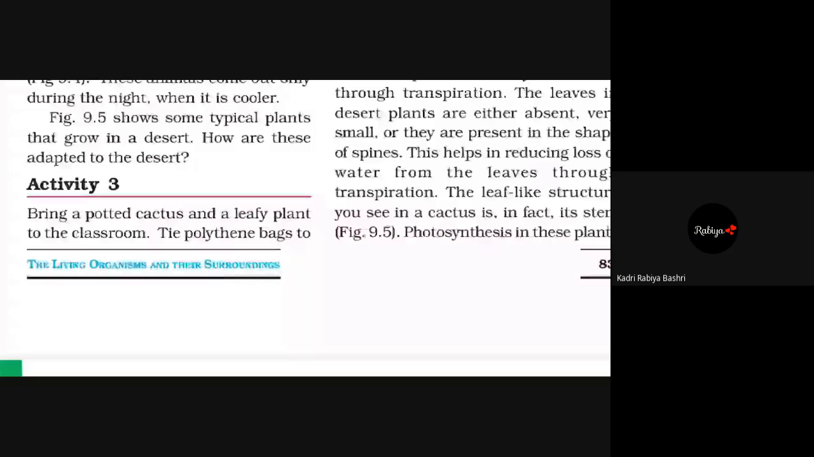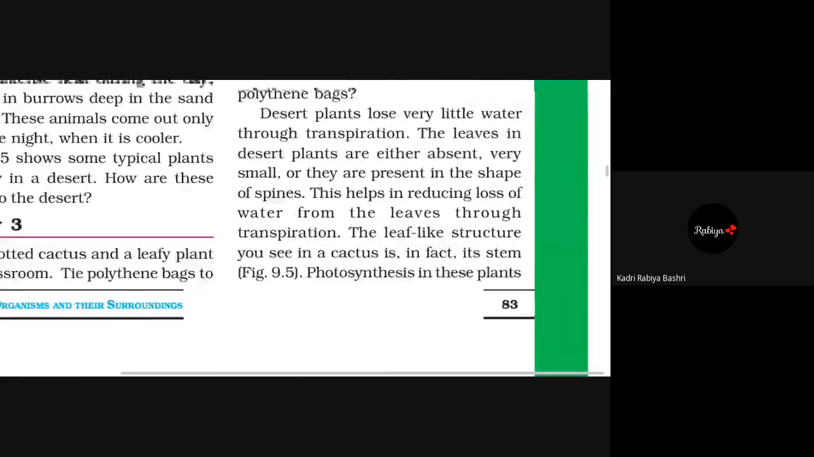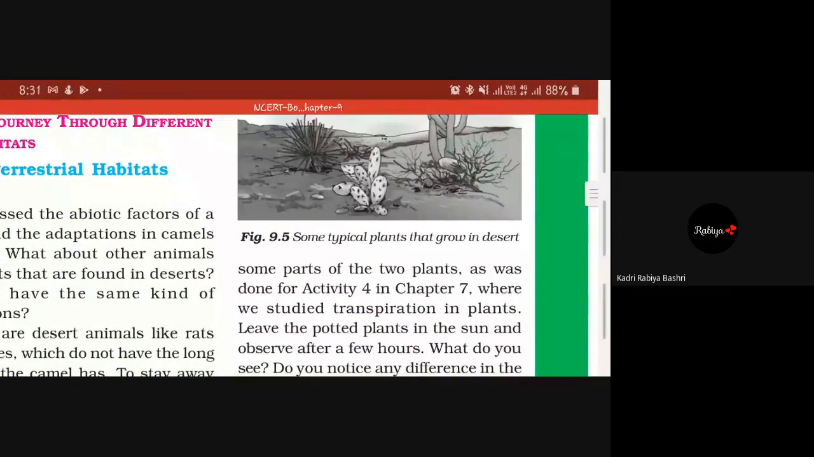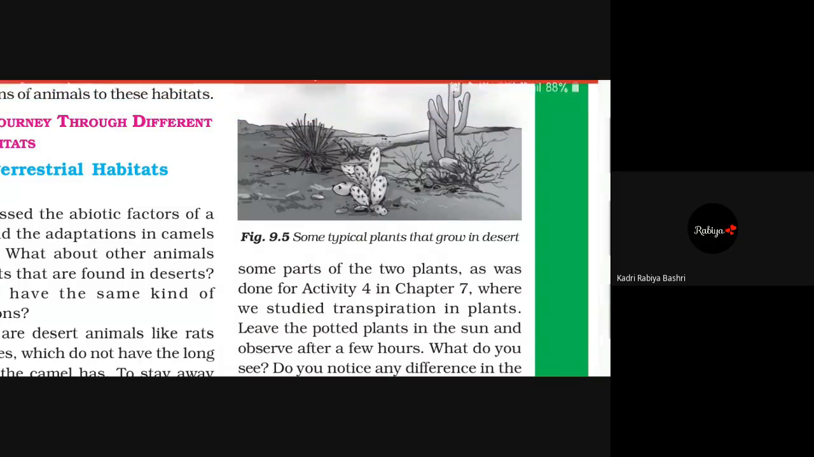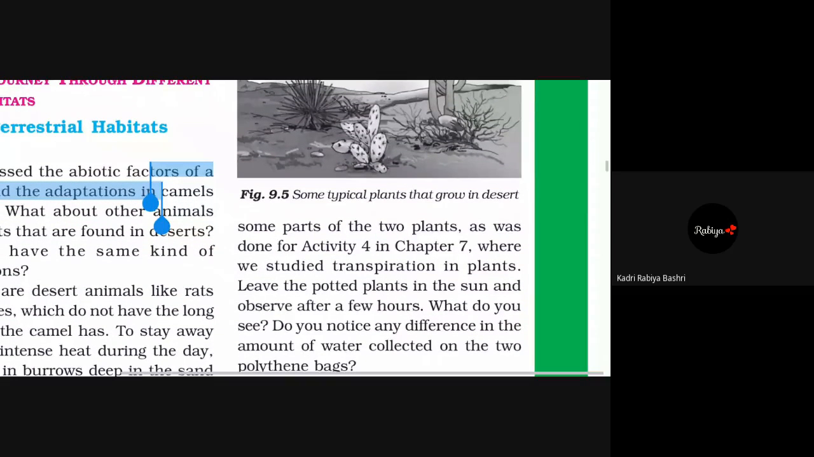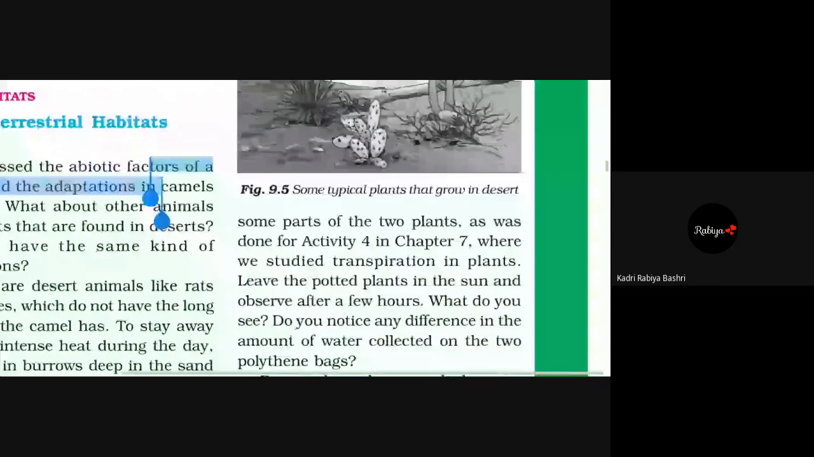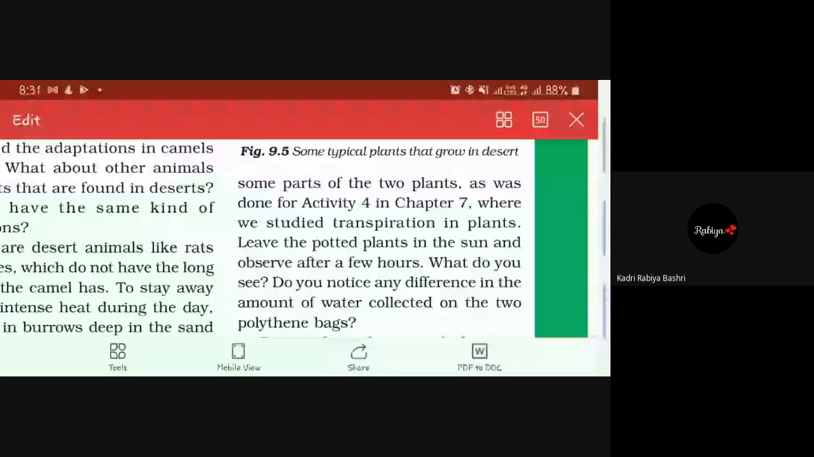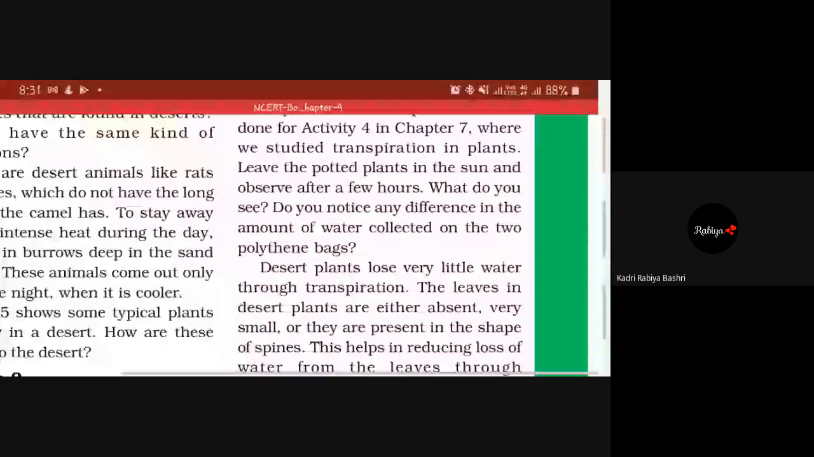Activity 3. Bring a potted cactus and a leafy plant to the classroom. Tie polythene bags to some parts of the two plants, as was done for Activity 4 in Chapter 7, where we studied transpiration in plants. Leave the potted plants in the sun and observe after a few hours. What do you see? Do you notice any difference in the amount of water collected on the two polythene bags?